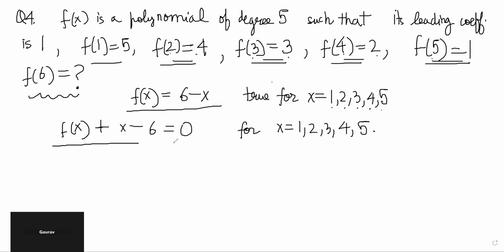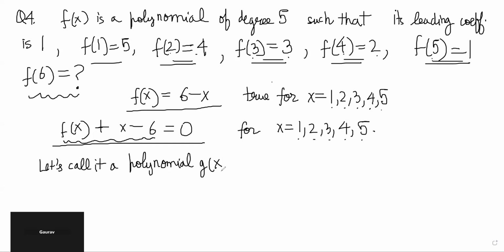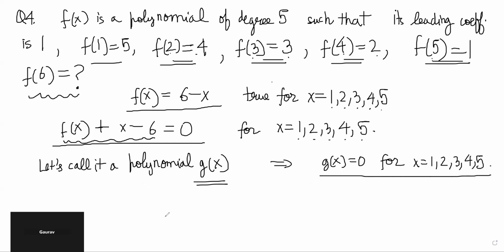Yes, we can write it like this. Great. So we know that this expression becomes 0 for 5 values, right? Let's call it a new polynomial g of x, the left-hand side, right? So we are saying that g of x is 0 for x equal to 1, 2, 3, 4, 5, right?